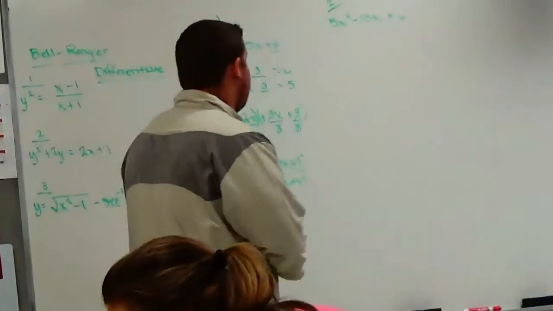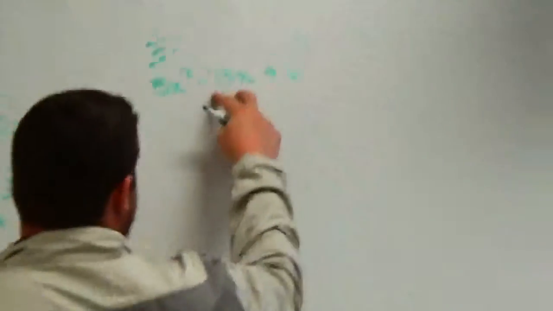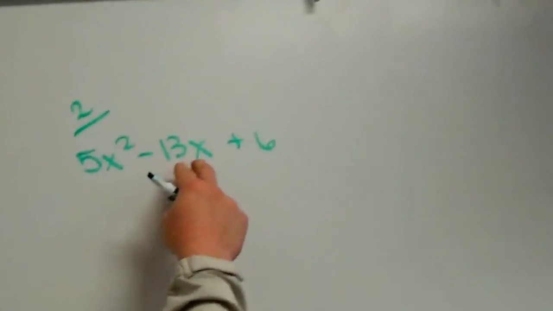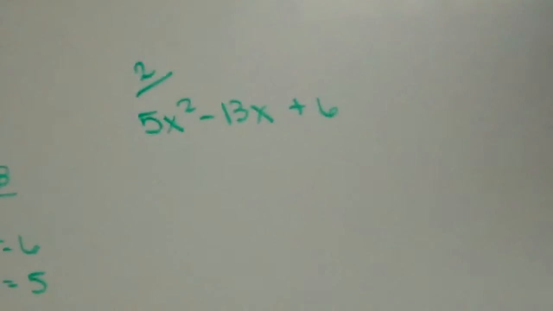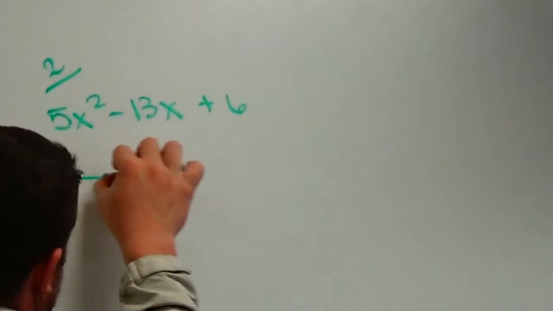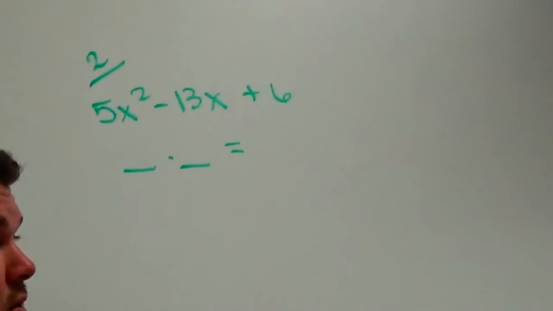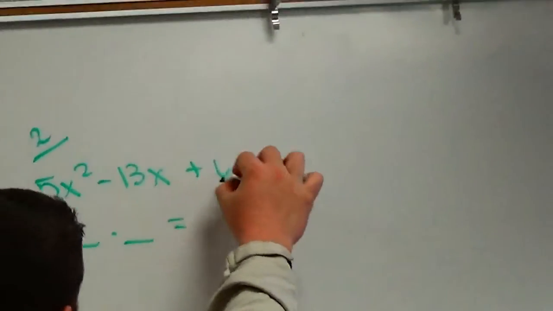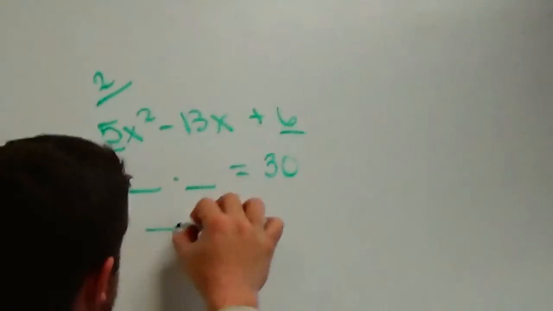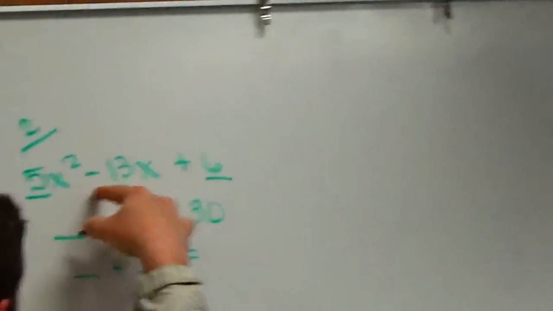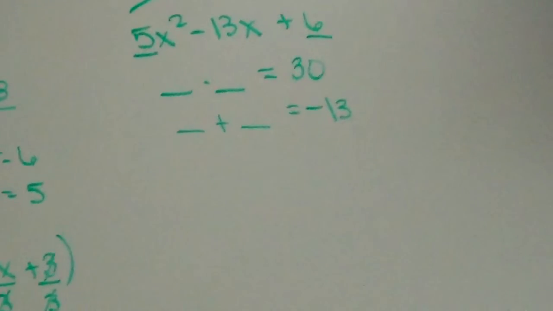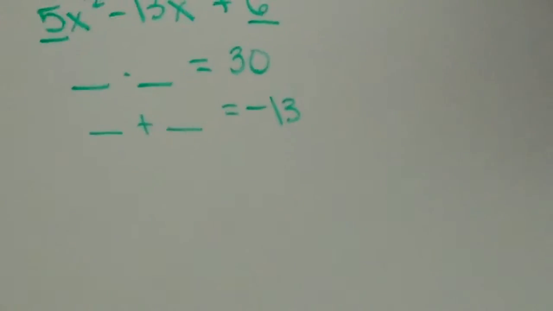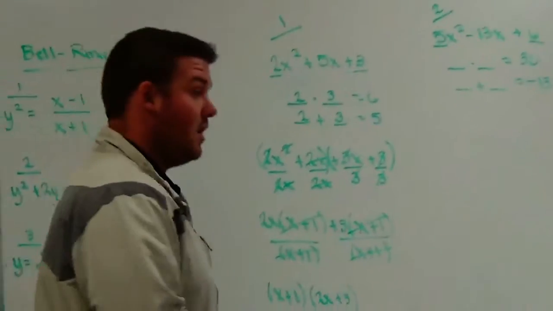Alright? My 2 terms have to add up. The only thing I'm trying to do is take this term and split it into 2 terms. These 2 terms will have to multiply to give me what? 30. Your leading coefficient times your constant is 30. And they have to add to give me what? Negative 13. 2 terms. Multiply to give me 30, add to give me negative 13. Negative 10, negative 3.